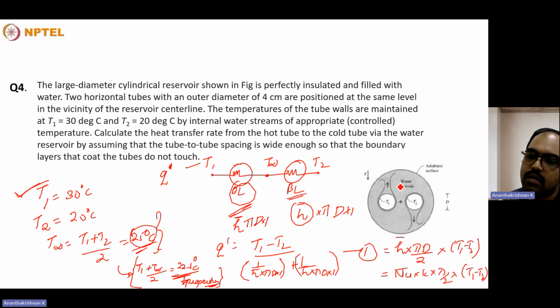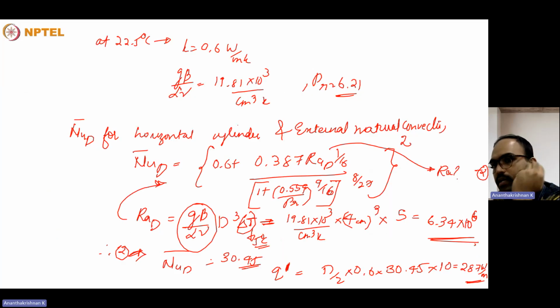So we can assume that it's unit length into the plane of the paper. And then, in order to calculate the heat transfer resistance, we require the heat transfer coefficient, and that you can obtain from the Nusselt number. For the Nusselt number of horizontal cylinders in external natural convection, we can use this formula.